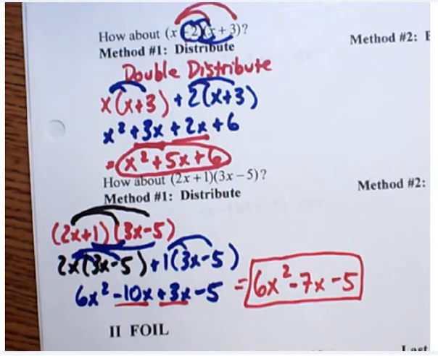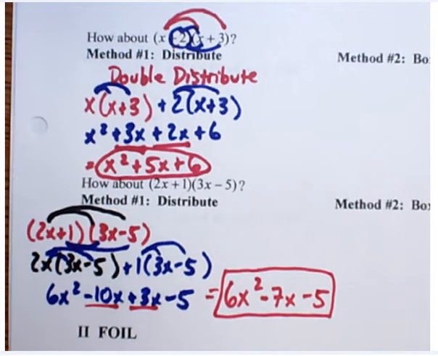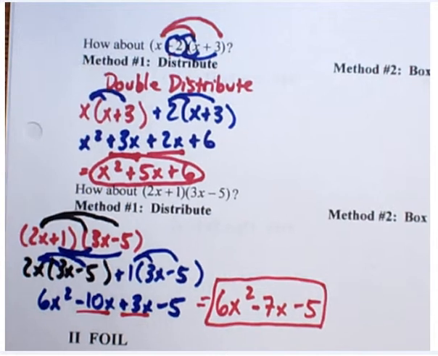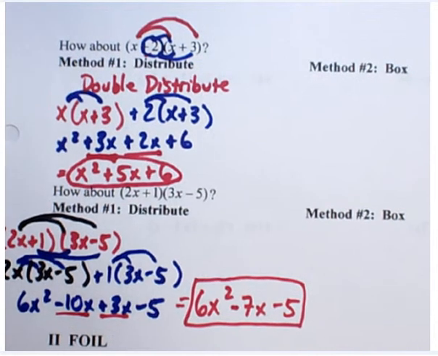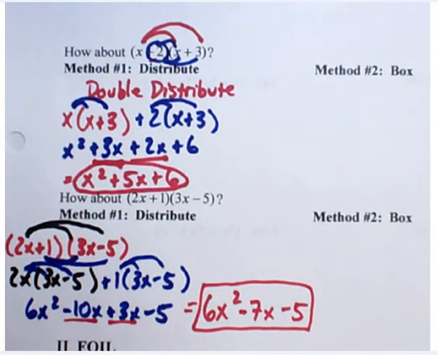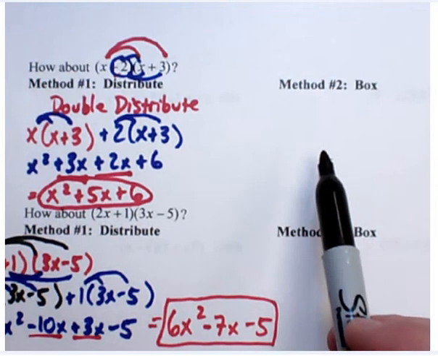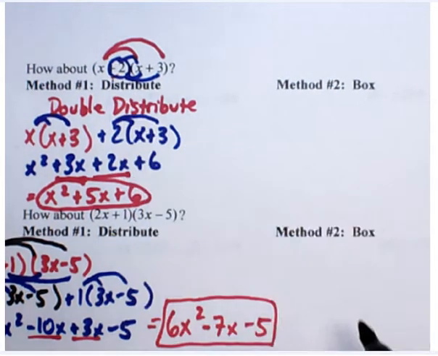Now you might be saying, I don't like all these parentheses, I don't like drawing all these arcs. Is there a better way to visualize this so that I don't forget something? And the answer to that is yes. And it's called the box method. Now I'm going to go back to the first problem here.